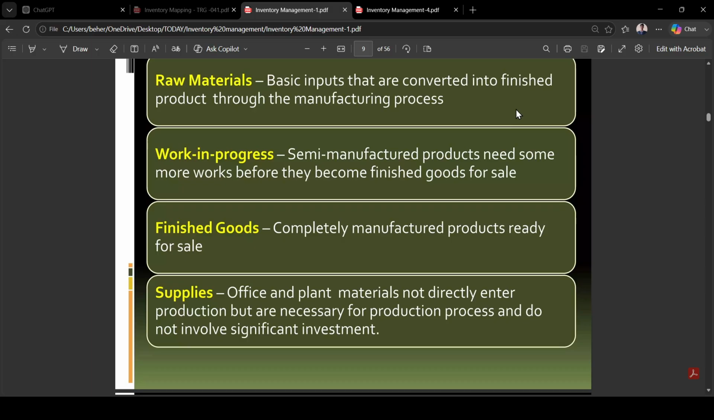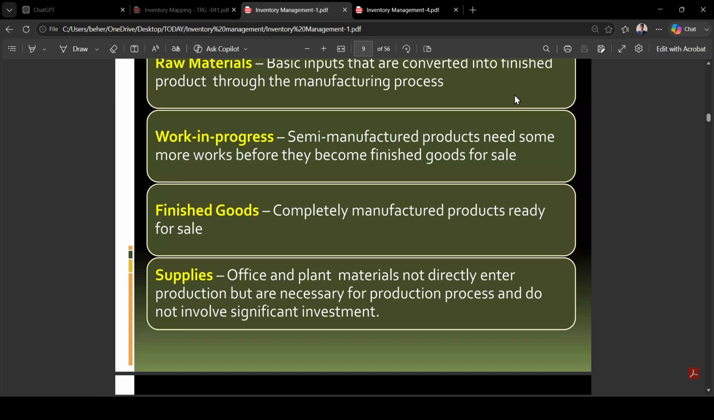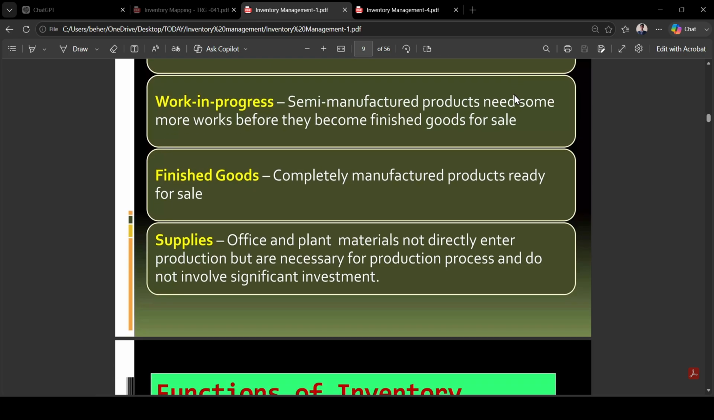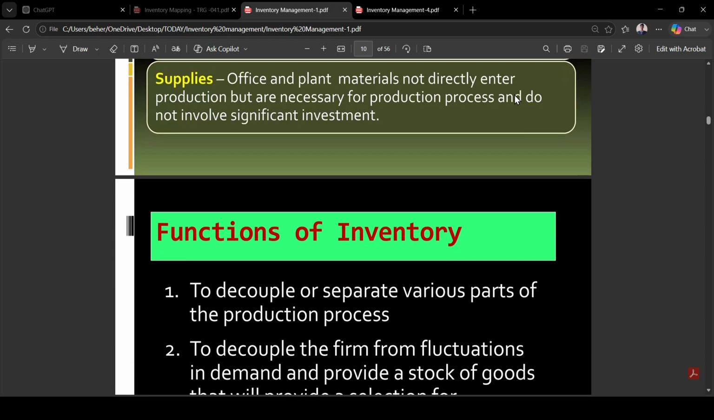Supplies are materials that do not directly enter production but are necessary for the production process. Finished goods are completely manufactured products ready for sale. Supplies are office and plant materials that do not directly enter the production but are necessary for the production process, and for inventory security.